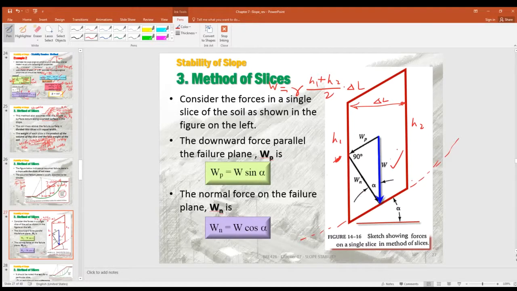for this slice you should know the angle. What's the angle alpha here? You know the height and the width, so you should be able to work out the alpha. So you know the alpha, and you have the W. What's the downward force, WP? The driving downward force. WP is equal to W sine alpha. What is the normal reaction here? It's W cosine alpha. So remember that: W sine alpha, and here, W cosine alpha.